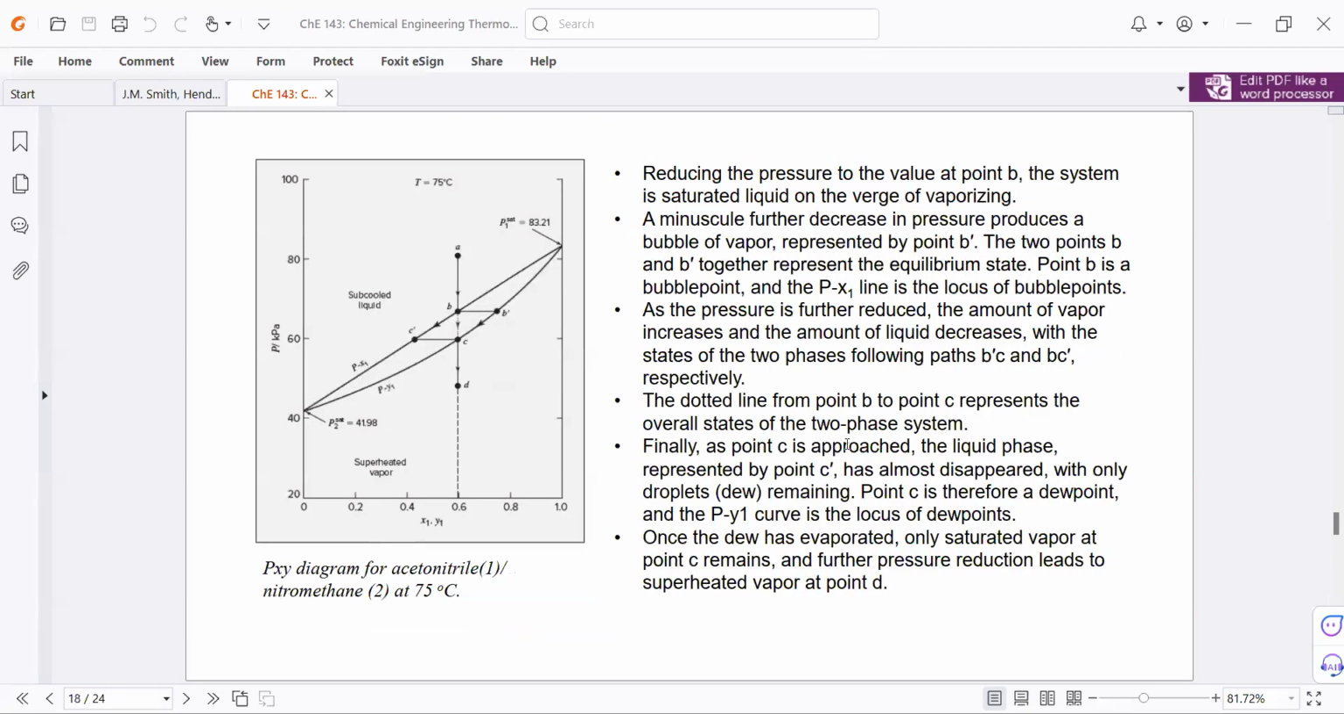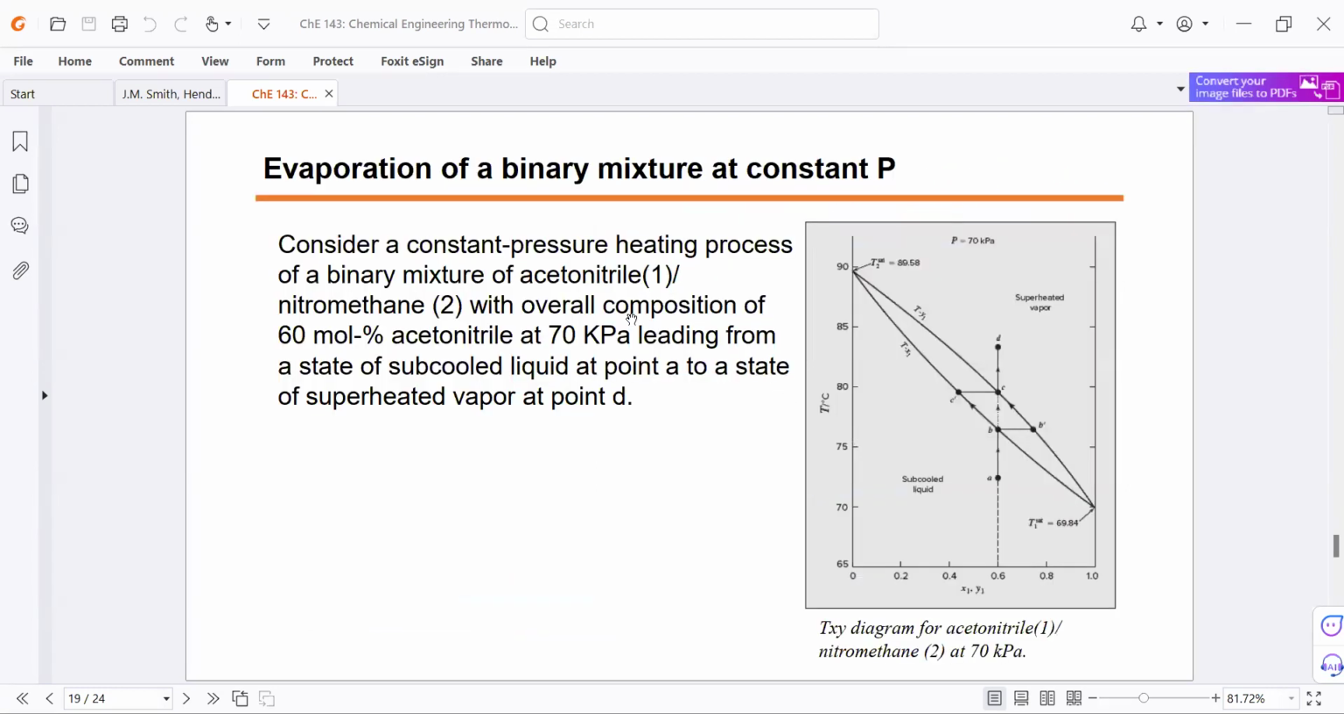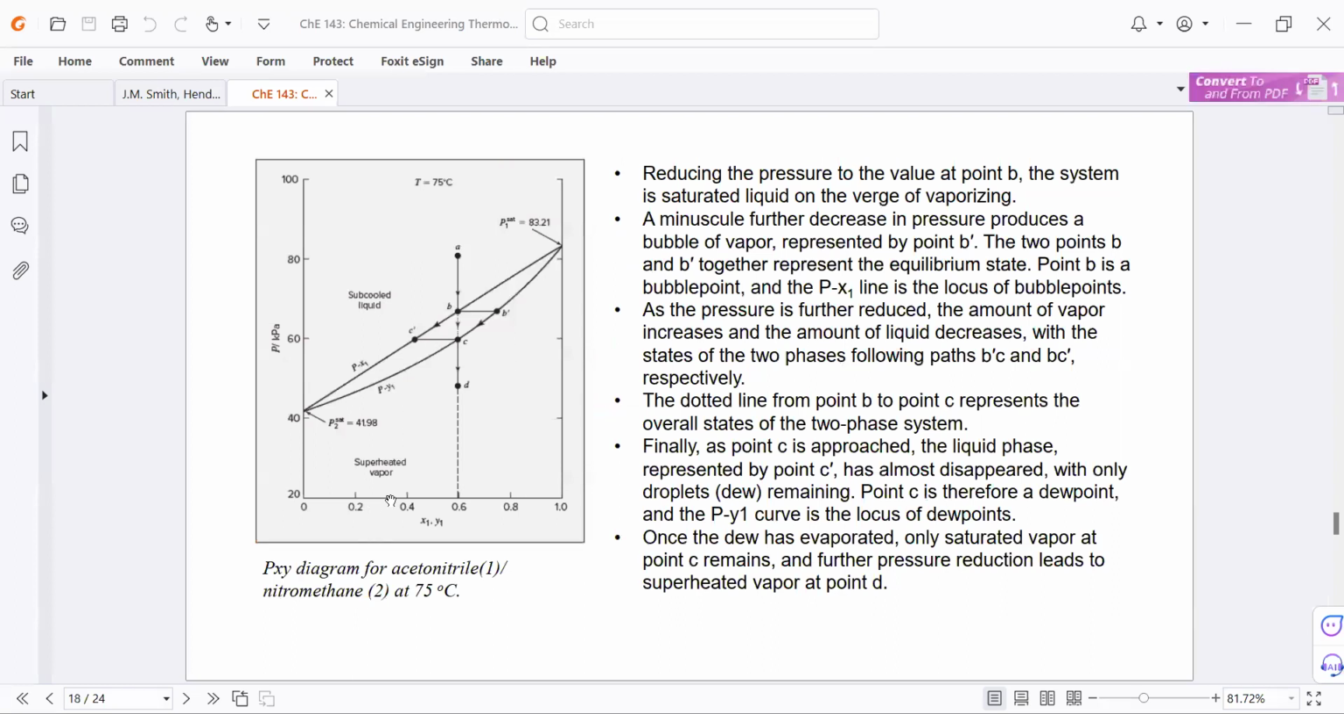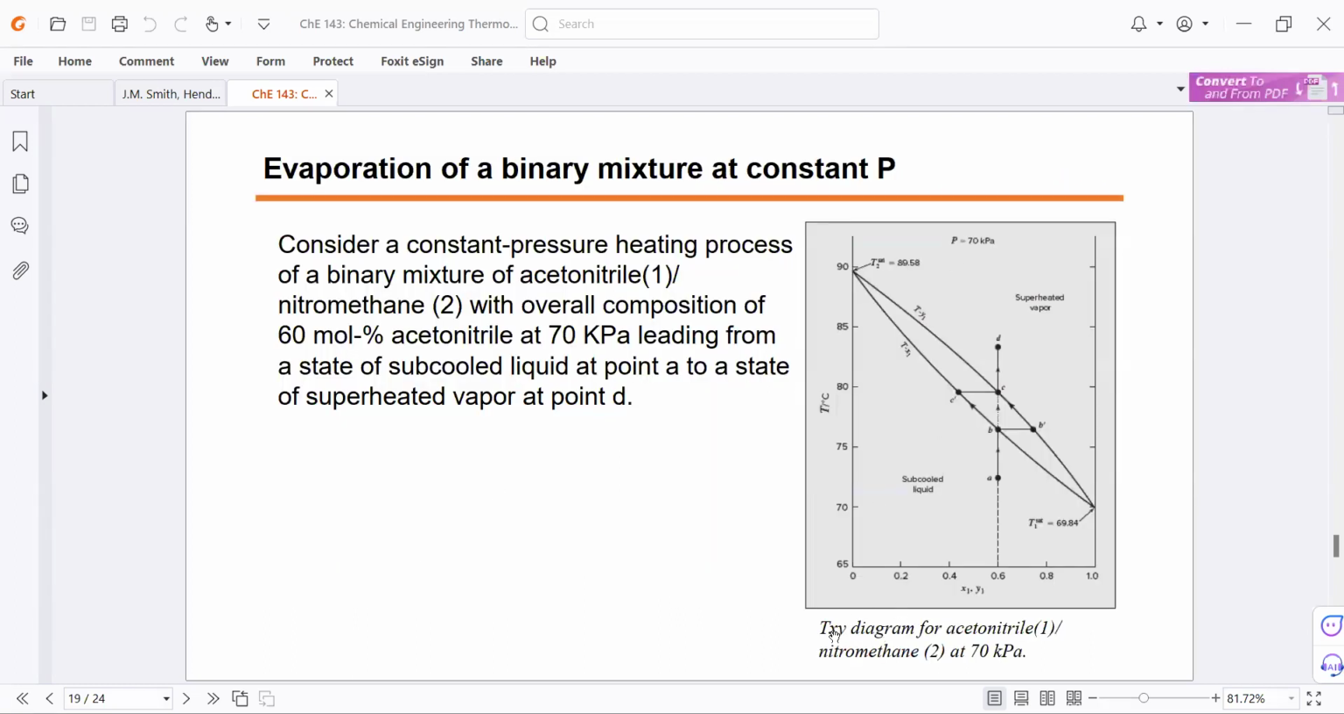We also have a supplementary video that explains this a bit more clearly. Okay, so for now, we're following the explanation of our reference material, Smith and Van Ness, but our supplementary videos are also very helpful in understanding the PXY and TXY diagram. So let's trace the evaporation of a binary mixture at constant pressure. So before, the previous slide dealt with the PXY diagram. Now we will deal with TXY, so temperature XY diagram.